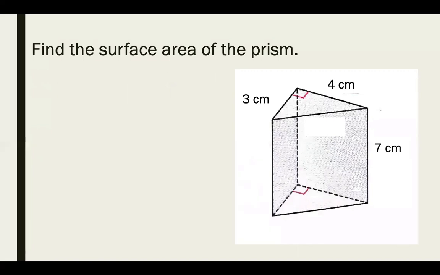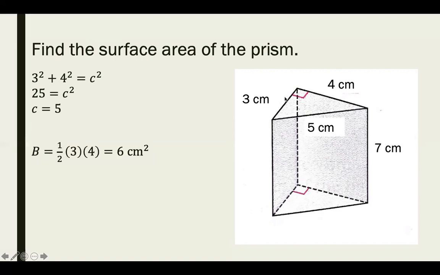So let's use this to find the surface area of this prism. Well, we have one measurement that's missing. We know the legs of our base, but we don't know our hypotenuse. So let's find that first using the Pythagorean theorem. We solve for c. So we've got that the hypotenuse is 5. And now we need to think about what is the area of a base, what's the perimeter, and what's the height. For the area of the base, we'll use our formula for the area of a triangle, 1/2 base times height. So 1/2 times 3 times 4 gives us 6 centimeters squared.